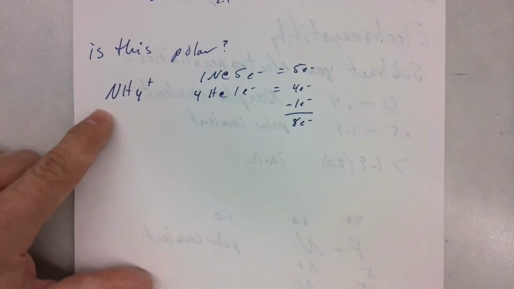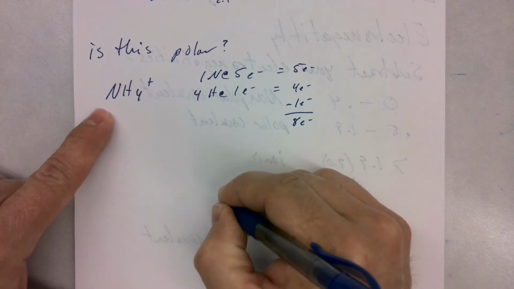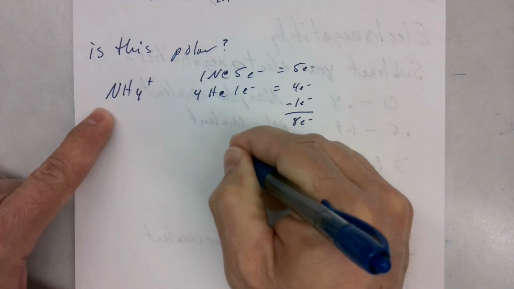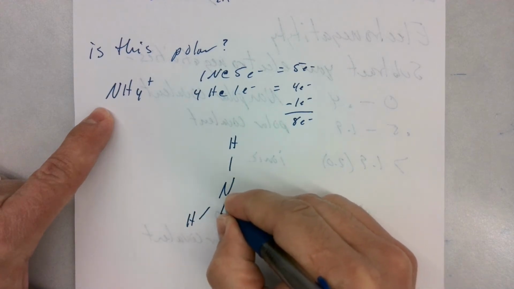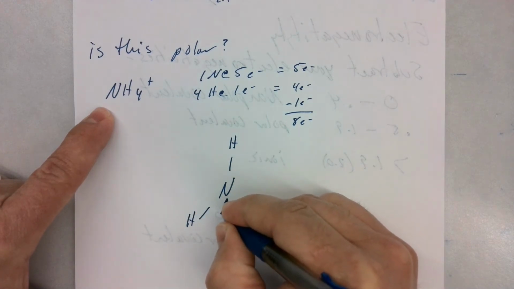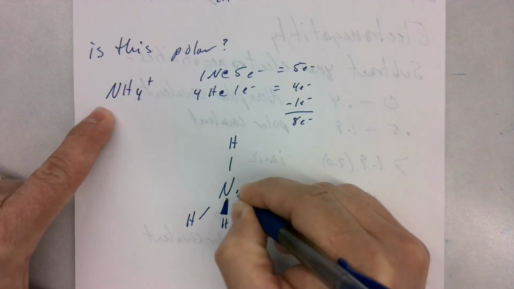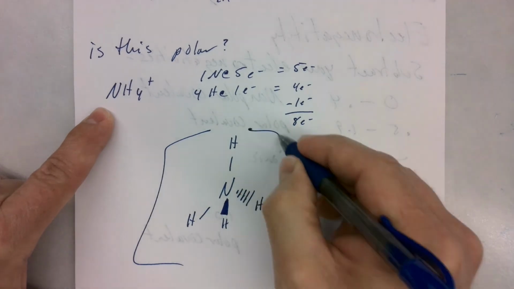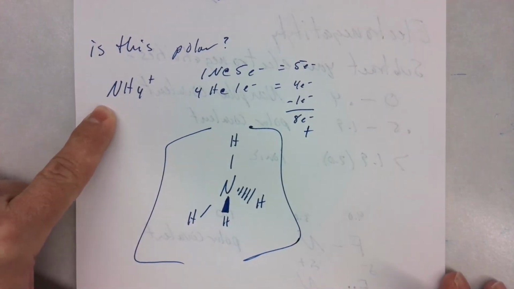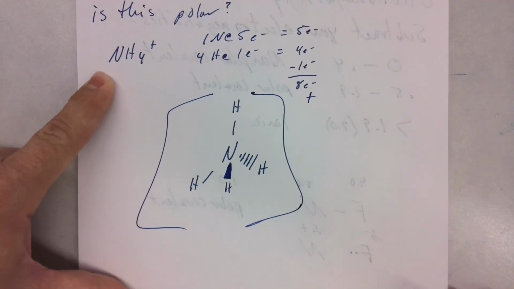We're there. Now I know that N's going to go where? In the middle, right? Then I'm going to go 3D here, like that. I've got that, and I've got a positive, right? That's pretty much what we did there, correct?